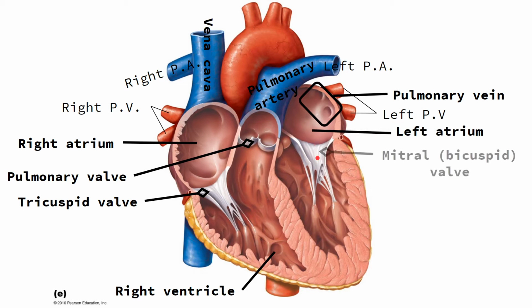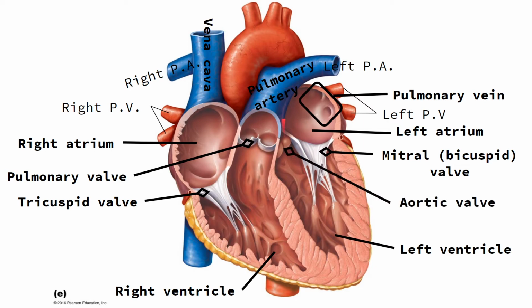It's going to move through the mitral valve and down into the left ventricle, where it will be pumped up through the aortic valve. Kind of hard to see right there. We can see two little cusps in this image. And out the aorta through the rest of the body.